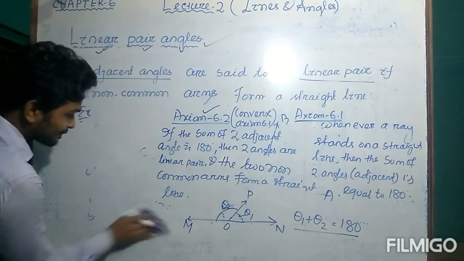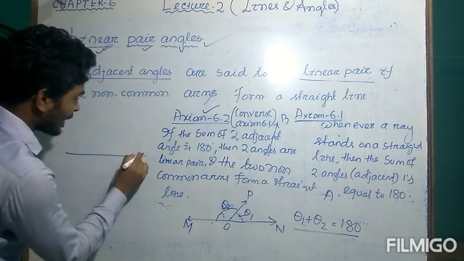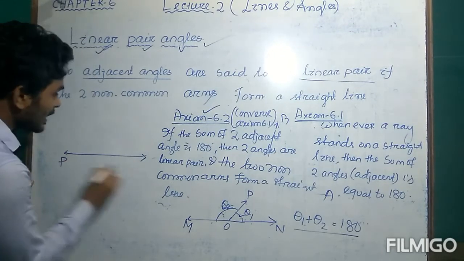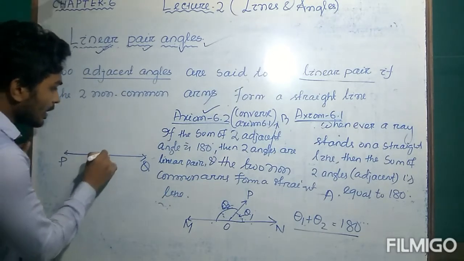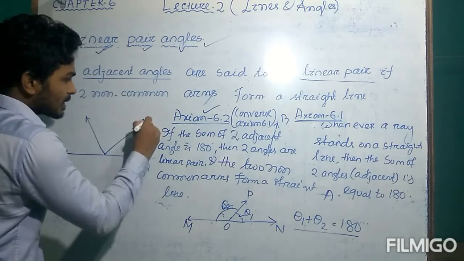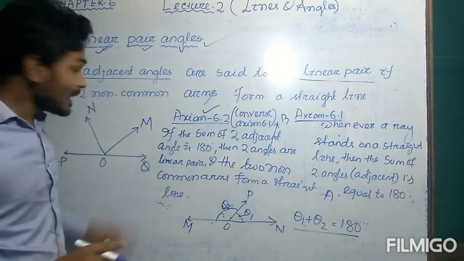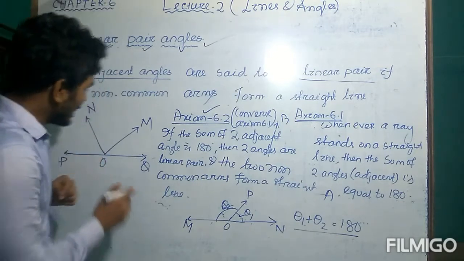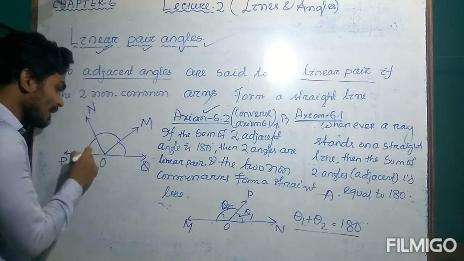Next, suppose there is a straight line PQ, and on this straight line two rays are there. Suppose this is a ray OM and another ray ON. Then how many angles are formed here? There are three angles. Here one angle, here one angle, here one angle.